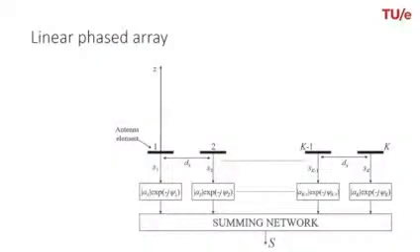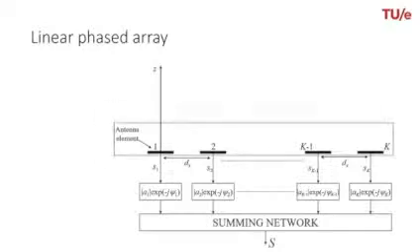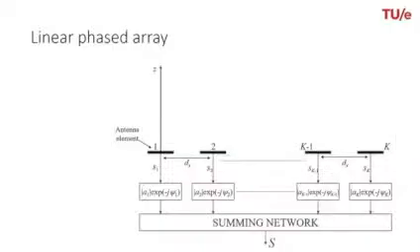Now, let us look into the functionality of phased arrays, and we will do that by analyzing a linear array of isotropic elements. In this linear array we have K antenna elements, and each antenna element is spaced by a distance dx. So all the elements have the same spacing with respect to each other.